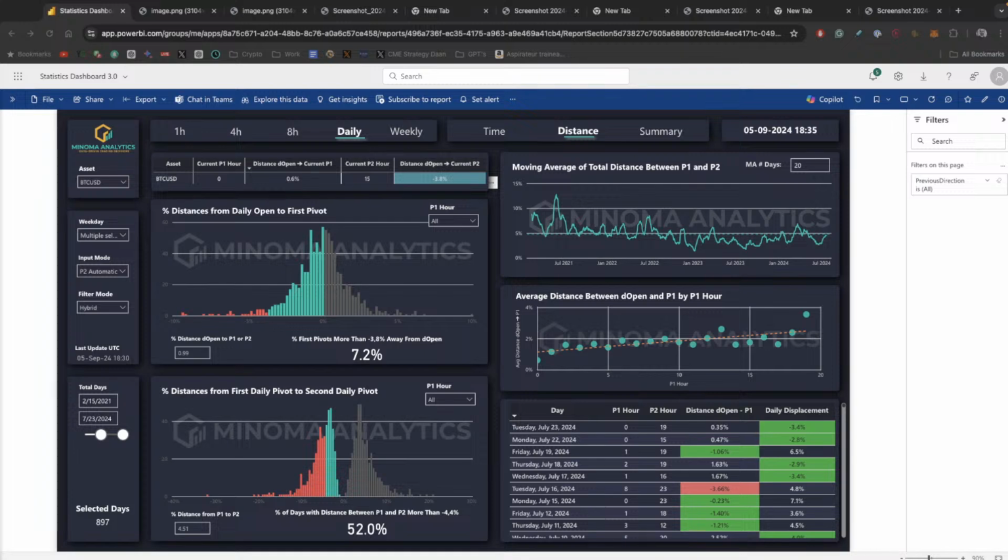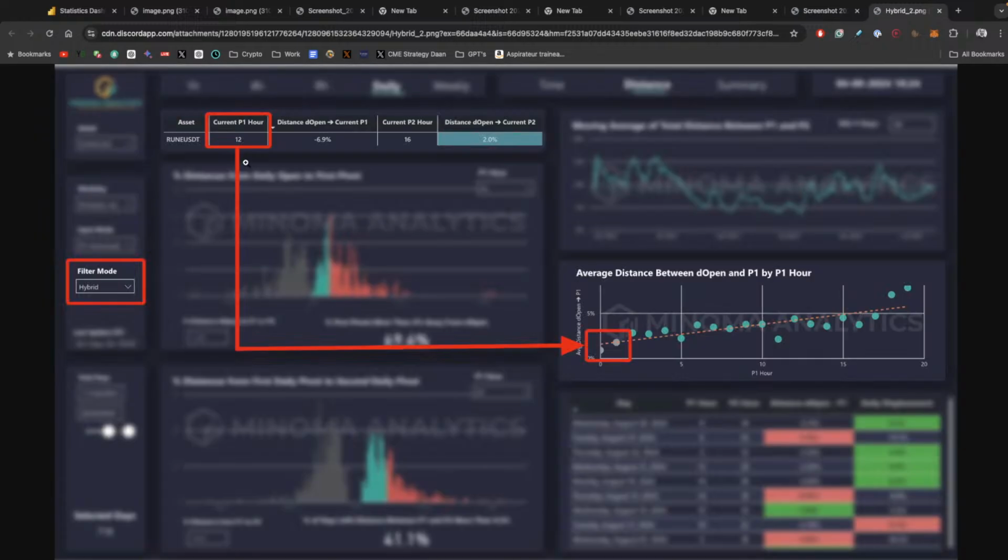If the current P1 is before hour 1, or hour 1 or 0, then hybrid filtering acts the same as no filtering. So that's what we see right here. And if the current P1 is after hour 1, then hybrid filtering will exclude data from hour 0 and 1. This means that in this case, it acts the same as conservative filtering. So if we see, for example, here an example where the current P1 is at hour 12, we can see here it automatically filters out hour 0 and 1.